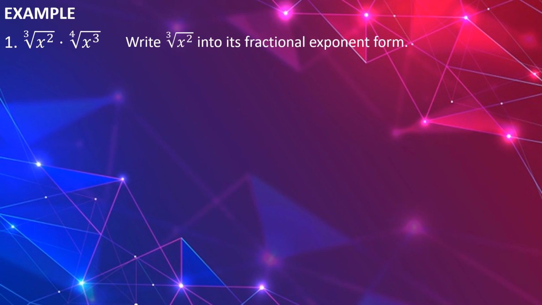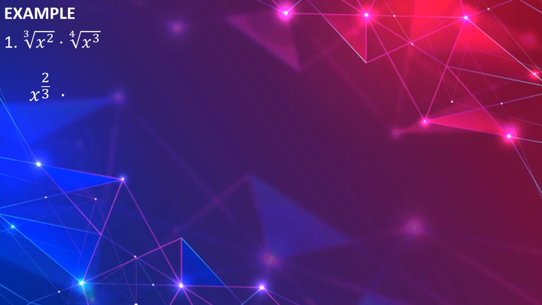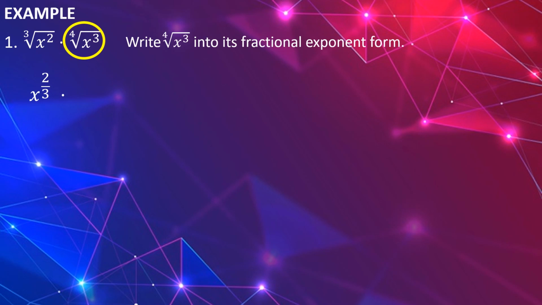For our first example, we'll have the cube root of x squared multiplied by the 4th root of x cubed. So first, we are going to write these radicals into their fractional exponent form. And we will start with the cube root of x squared, and it is written as x raised to 2/3 times the fractional exponent form of 4th root of x cubed, and it is written as x raised to 3/4.